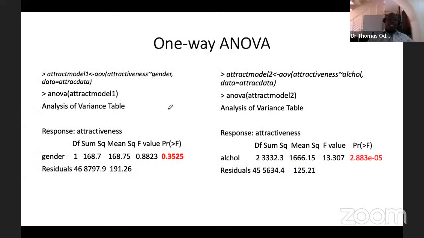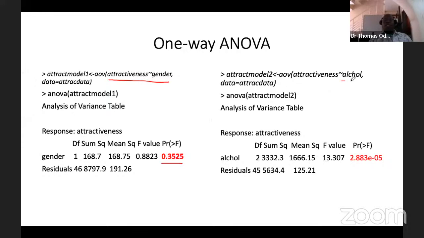Okay, so the first thing, of course, that we can do is, our interest here is in the interaction, but we can just do a one-way ANOVA for each of them. So here, if we only analyze attractiveness explained by gender, you see the p-value is 0.3525. That means we failed to reject the null hypothesis, and we say the choice of mate for male and female is actually the same, okay?